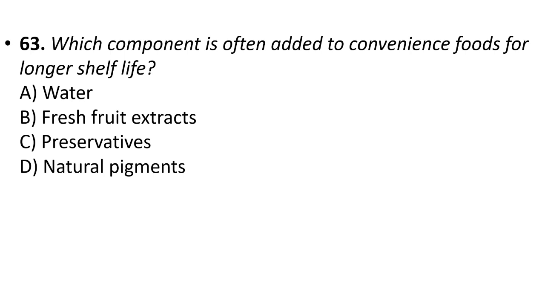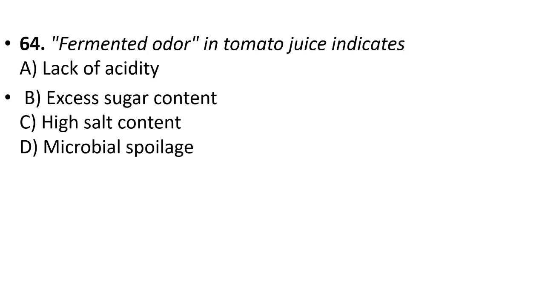63. Which component is often added to convenience foods for longer shelf life? A, water; B, fresh fruit extract; C, preservatives; D, natural pigments. Here the answer is option C, preservatives. Next question, 64. Fermented odor in tomato juice indicates lack of acidity, excess sugar content, high salt content, microbial spoilage. Your answer is option D, microbial spoilage.